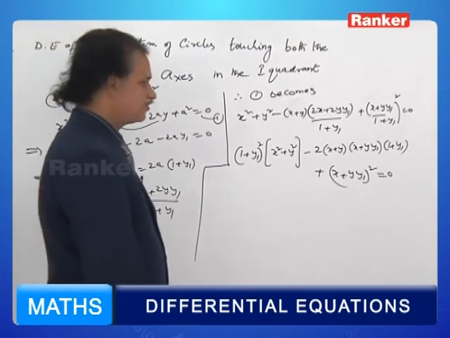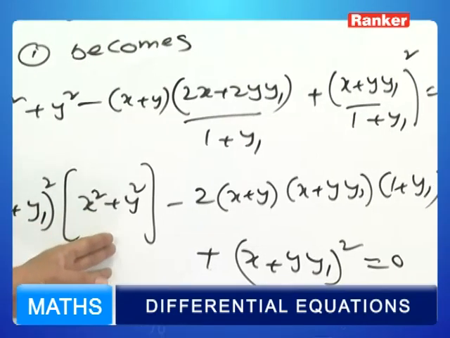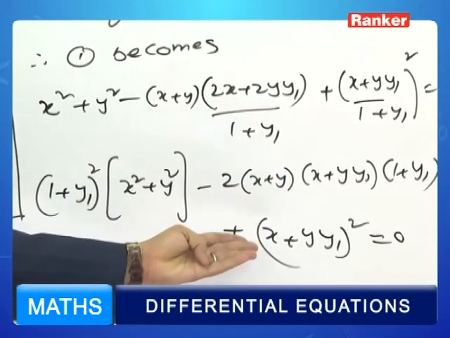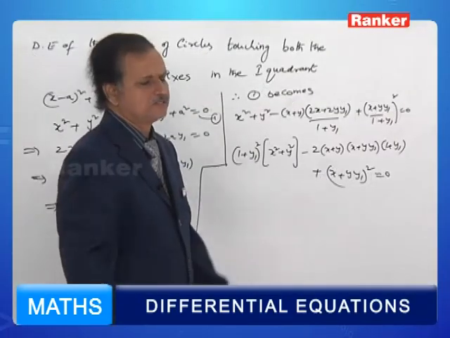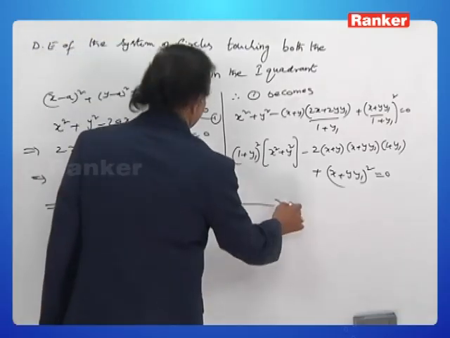You can do it on the spot itself. You get first of all y1 square into (x square plus y square). There also y1 square will be there into (2x plus 2y). Here also it is there, y square. You can simplify. It's not impossible. It can be done. This is the differential equation.